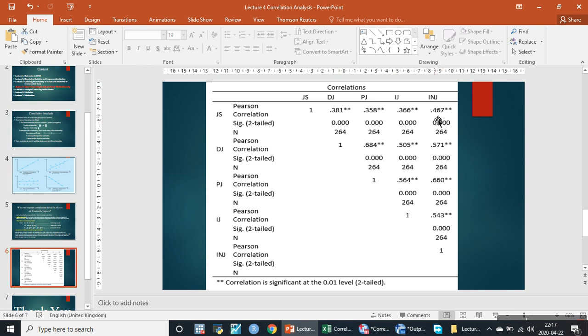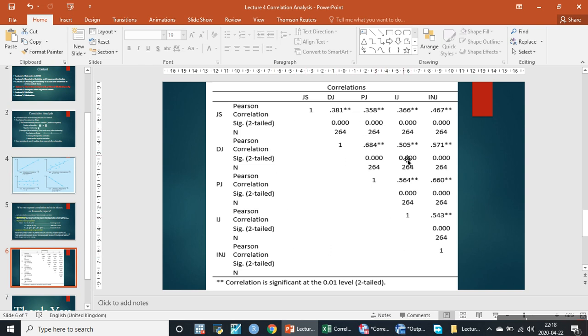So there is 0.40, 0.36, 0.35, 0.68, 0.50, 50%, 0.56, 60%, and 0.54, 50%. So the correlation table shows that there is no strong relationship above 80%. So it means that our model is free from the problem of multicollinearity.